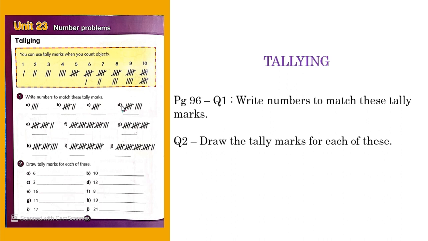Good job. Number D. 1, 2, 3, 4, 5, 6, 7, 8, 9. Write down your answer here. Next one. E. 1, 2, 3, 4, 5, 6, 7, 8, 9, 10, 11, 12. Write down your answer here. Number F. That's a big one.